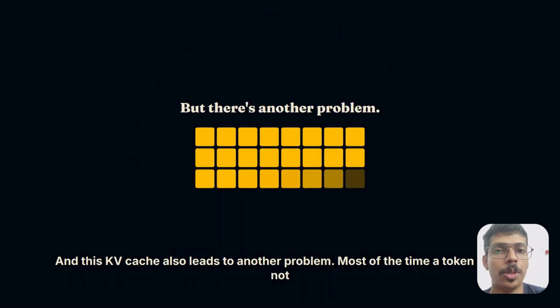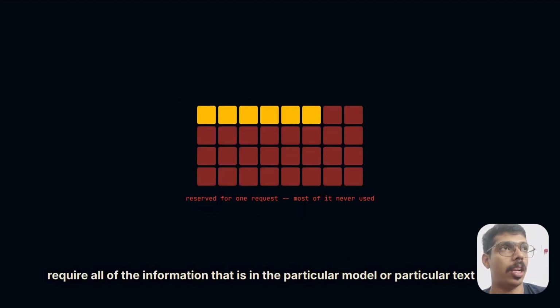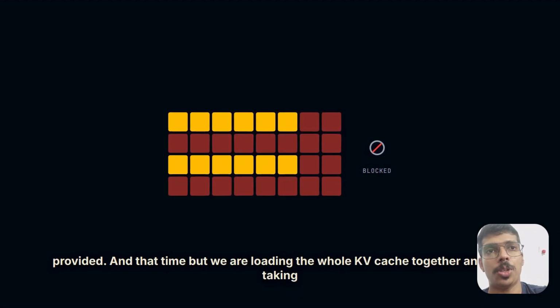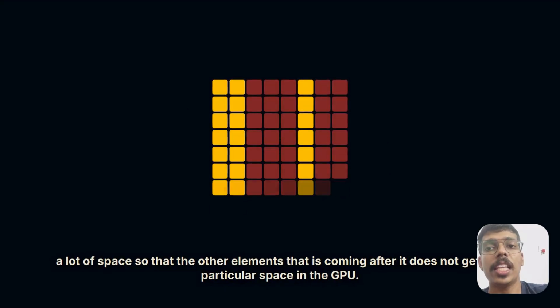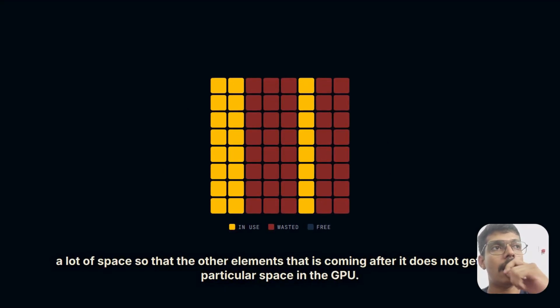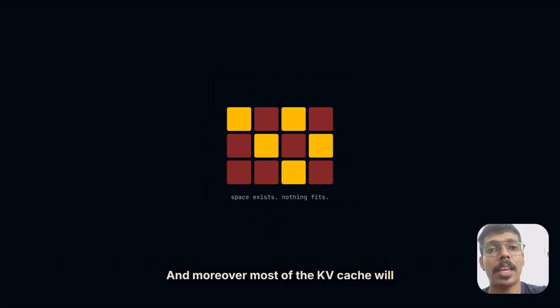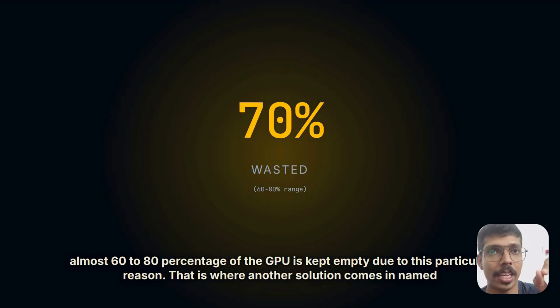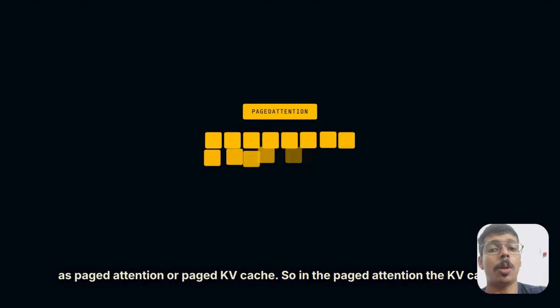And this KV cache also leads to another problem. Most of the time a token does not require all of the information in the provided text, but we are loading the whole KV cache together, and it is taking a lot of space, so the elements coming after it do not get space in the GPU. Moreover, by calculation, almost 60 to 80% of the GPU memory is kept empty for this reason. That is where another solution comes in, named paged attention or paged KV cache.